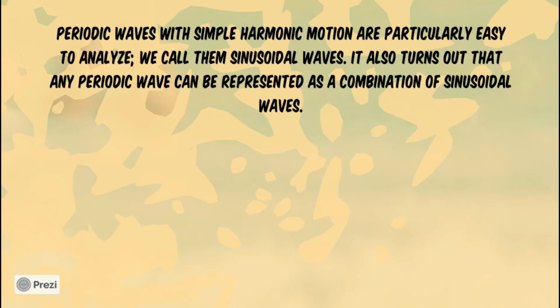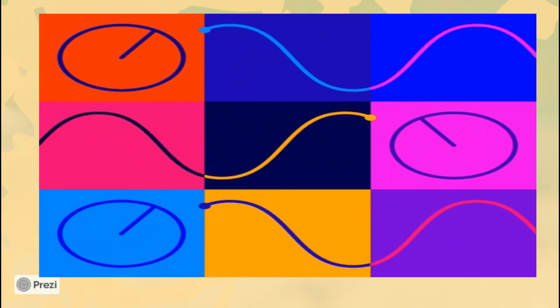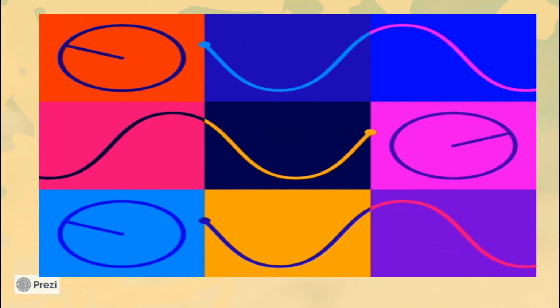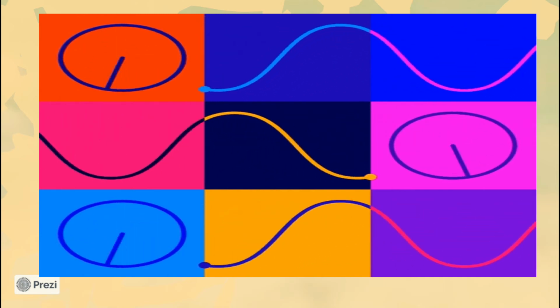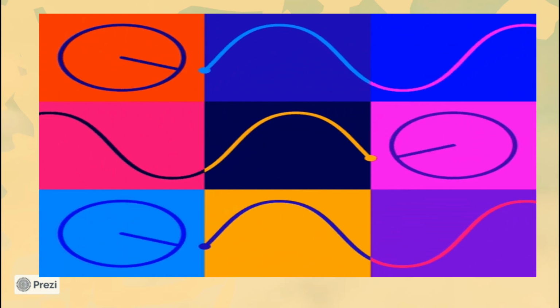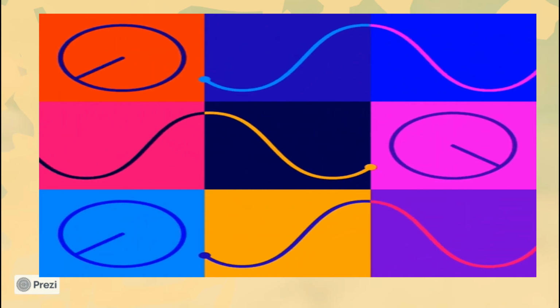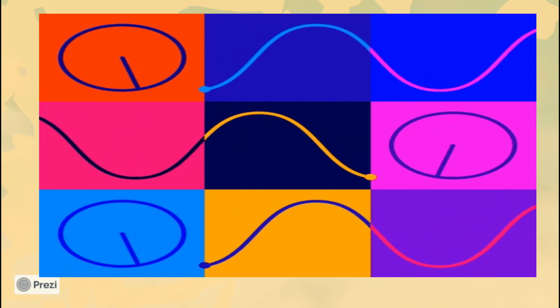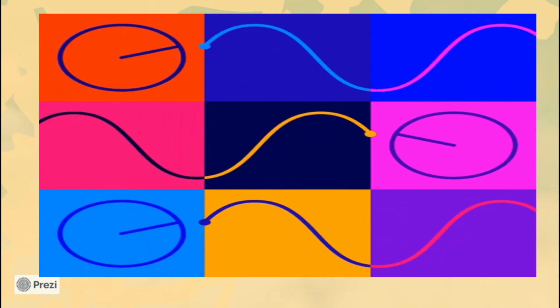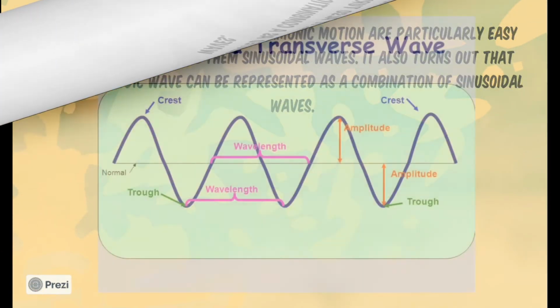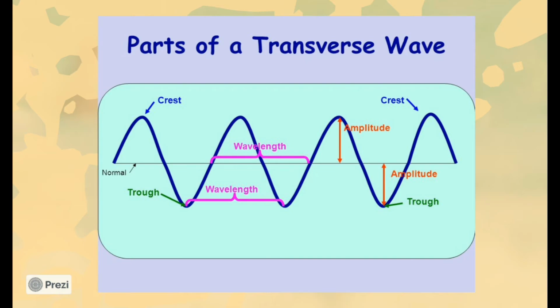So, periodic waves with simple harmonic motion are particularly easy to analyze, right? We call them sinusoidal waves. It also turns out that any periodic wave can be represented as a combination of sinusoidal waves. As you can see in the GIF image, it is basically a sinusoidal wave. So don't be confused with the terms, because they are just other terms for periodic waves and simple harmonic motion, and they are basically manifesting the same type of motion, which is up and down, or from left to right, or right to left.